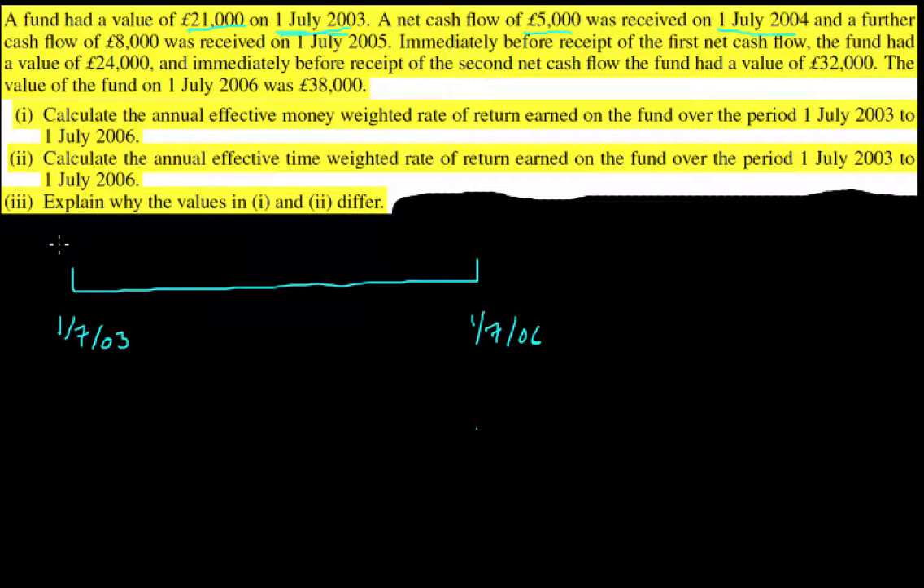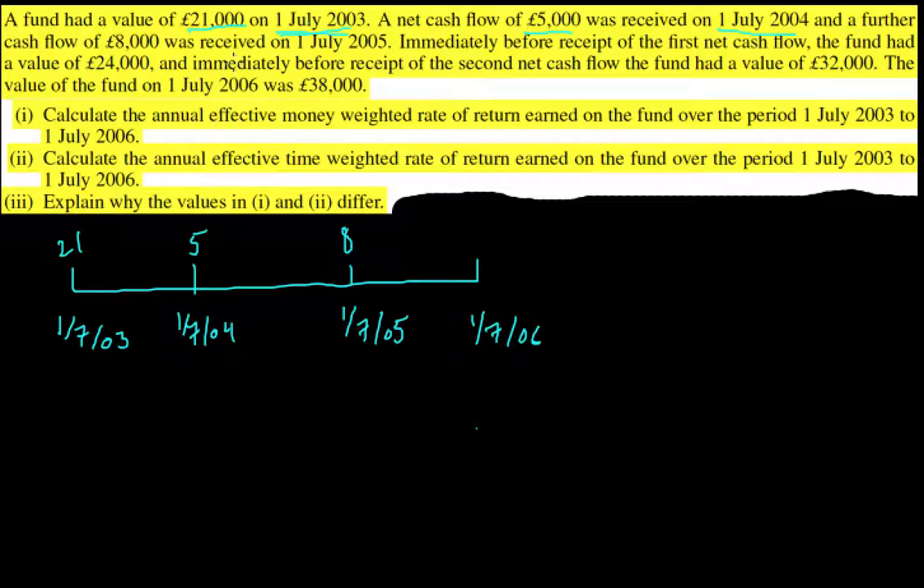So it does say that we have a value of 21,000. It looks as though everything is in the thousands, so I could just write it as 21. And so we're going to have a net cash flow of 5,000 on the 1st of July 04, which is in 1 year's time. So that was 5,000. And we're going to be getting another 8,000 on the 1st of July 05. Okay, so another 8 there.